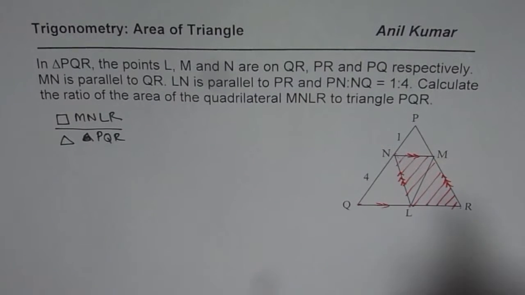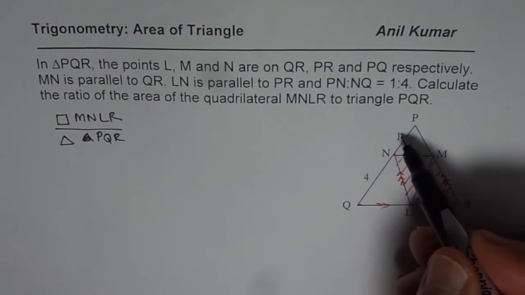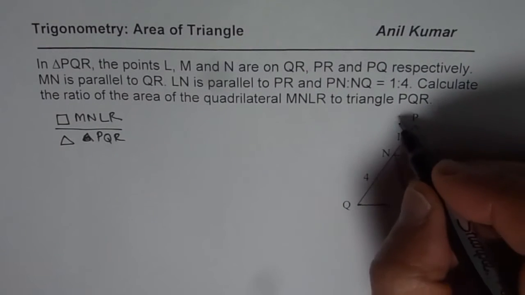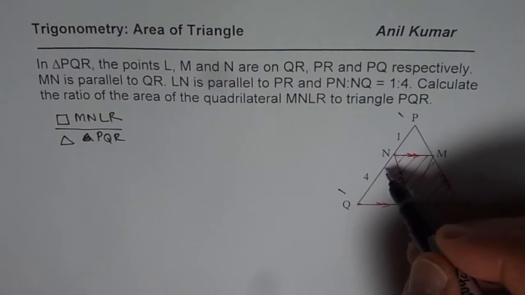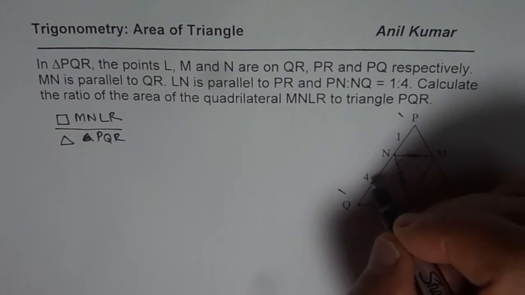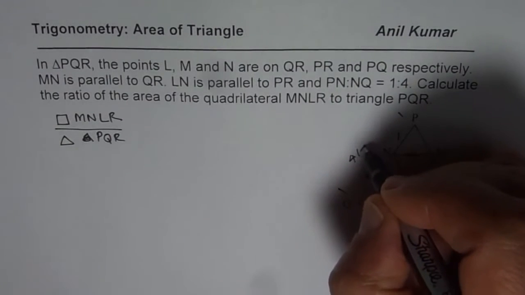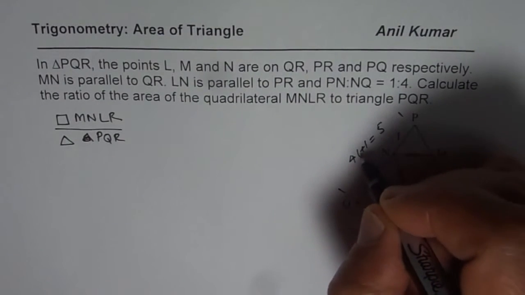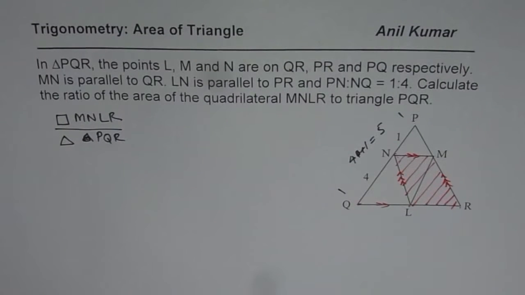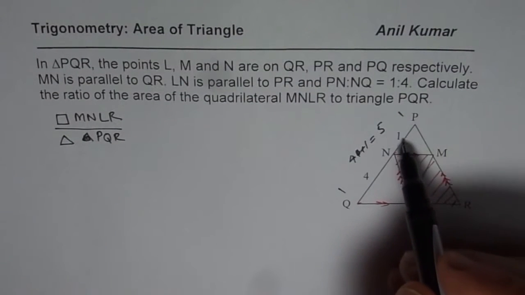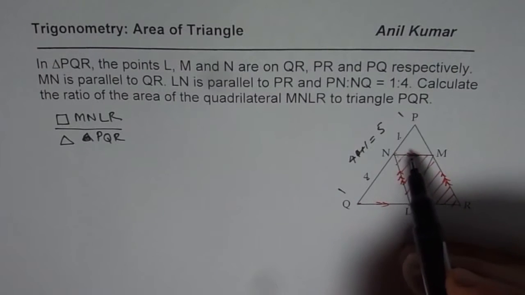Now I'll solve like this. We know PQ is in the ratio of 1:4. So whenever we know ratios, I actually try to find the total number. So PQ total is 4 plus 1, which is equal to 5. So PQ totally is 5, correct? And the ratio is 1:4. That is how I see it.